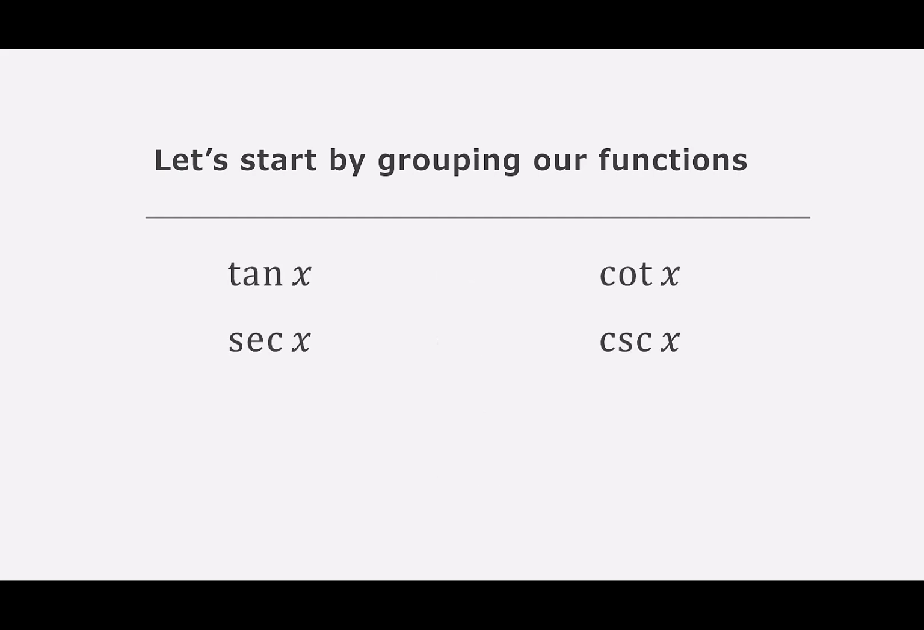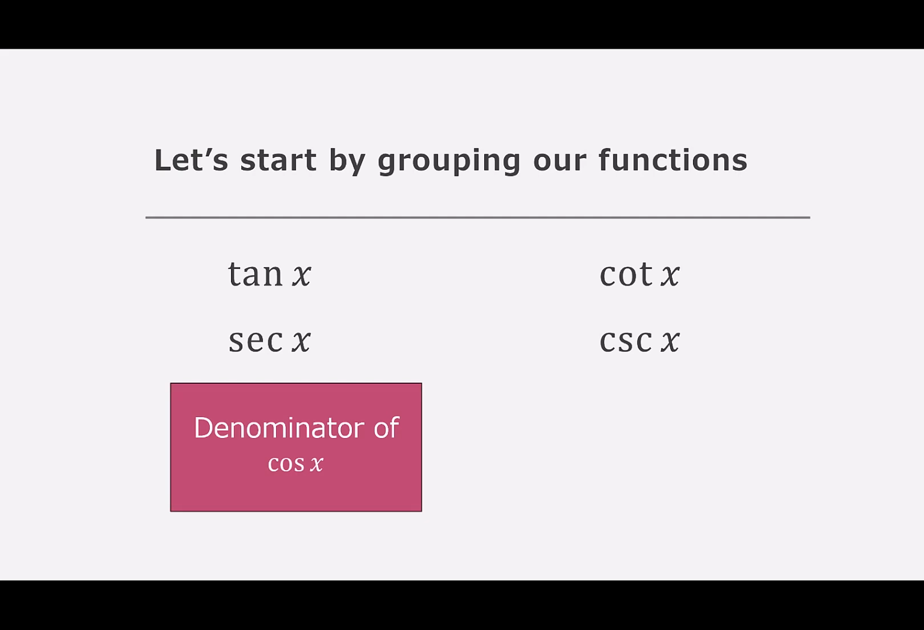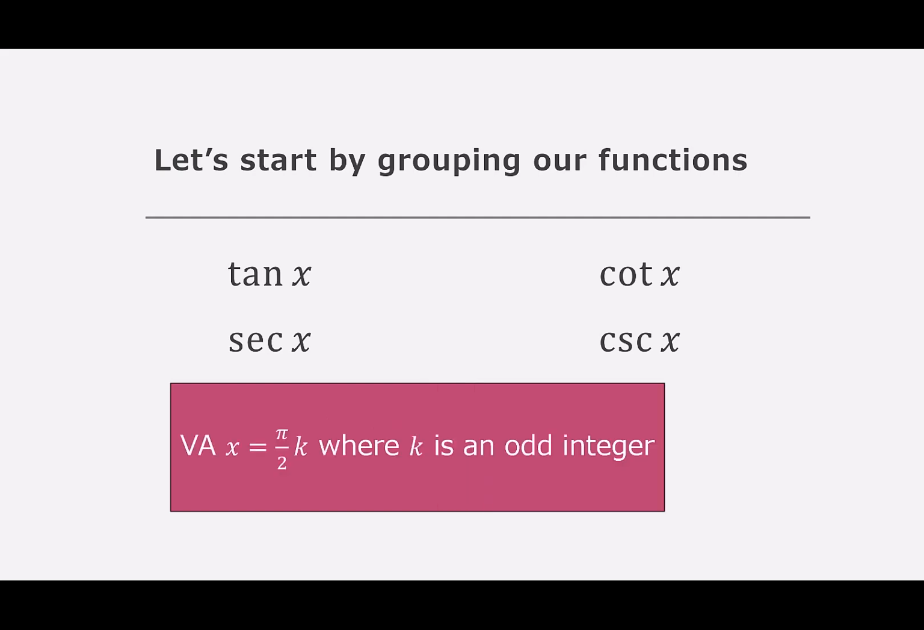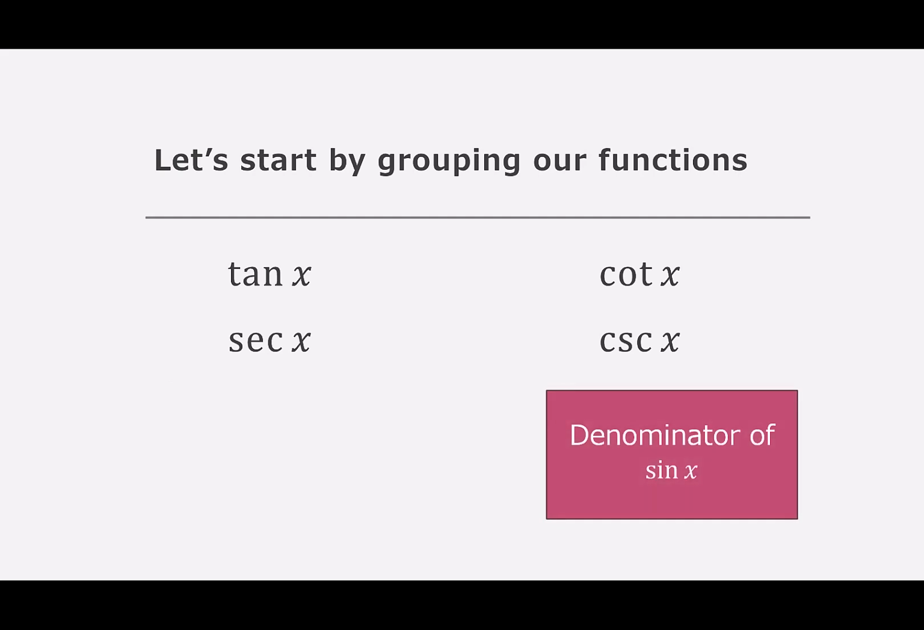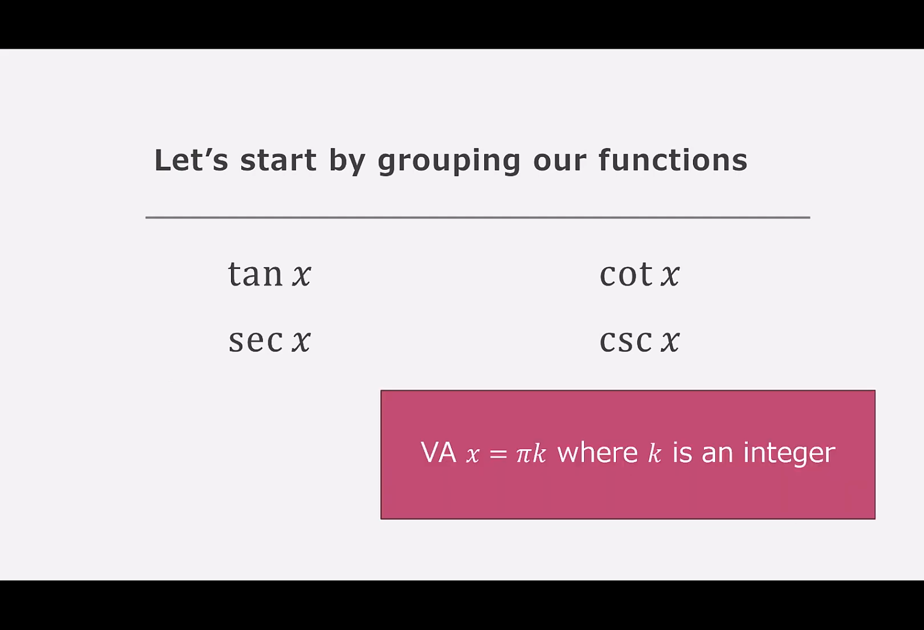So I'm going to start by regrouping our functions of tan, cotan, secant, and cosecant. The groups I'm going to put together are tan and secant, and cotangent and cosecant. The reason is that tan and secant both have a denominator of cosine, so they're going to have the same domain and the same asymptotes. Tan and secant both have vertical asymptotes where x is equal to pi over 2 times k, where k is an odd integer. The other two, cotan and cosecant, both have a denominator of sine of x. Those two will have vertical asymptotes at x equals pi times k, where k is any integer. To give you a better view of that, let's go to Desmos and graph a little bit.